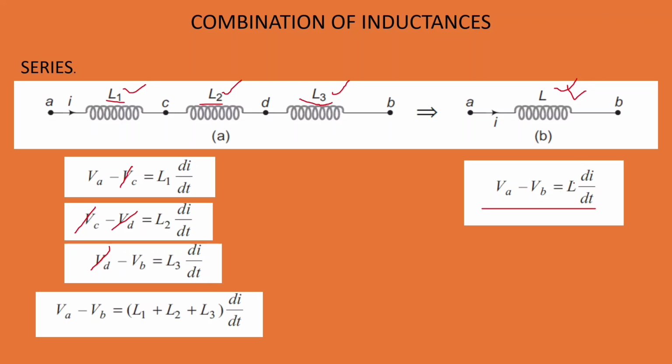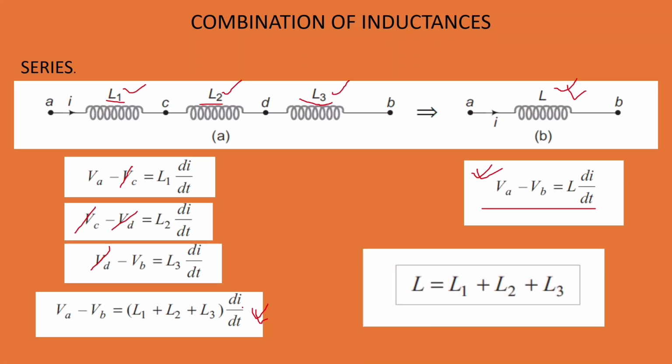L di dt. Okay. Now we compare these two equations. So what we get is L di dt equals L1 plus L2 plus L3 times di dt. After comparing, we get the equivalent inductance L equals L1 plus L2 plus L3. This is taken for 3 inductors. If there are n inductors, it is simply the sum of the inductances, L1 plus L2 plus dot dot Ln, right? So this is the series combination of the inductances.